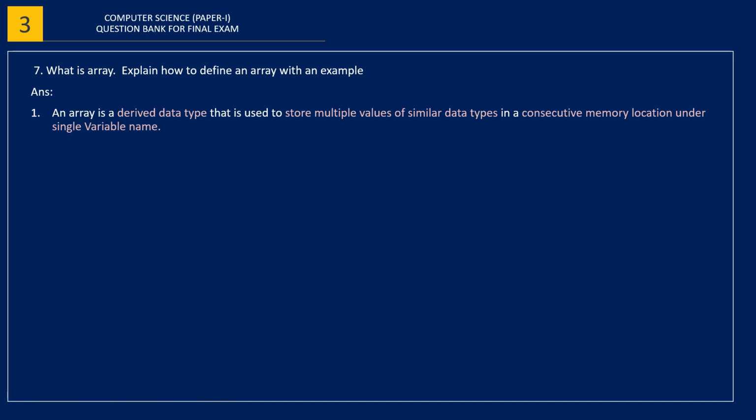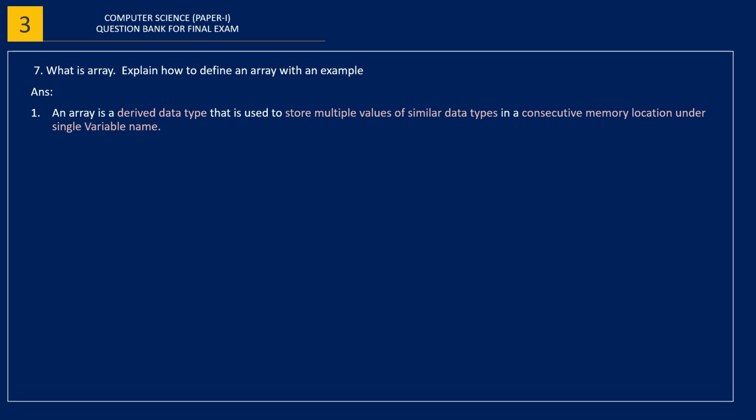Now we know that variables are used to store a single value. For example, int number is equals to 50. We can store this value 50 in the variable number. But in arrays, we can store multiple values of a similar data type, either integer, character, numbers, whatever it may be. So the same data type values we can store in arrays, and not a single value, we can store multiple values.